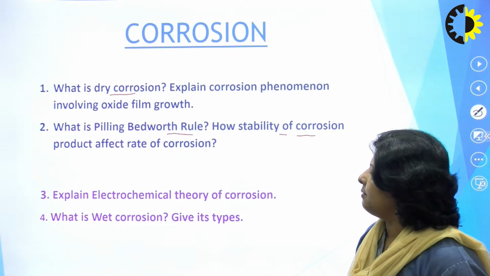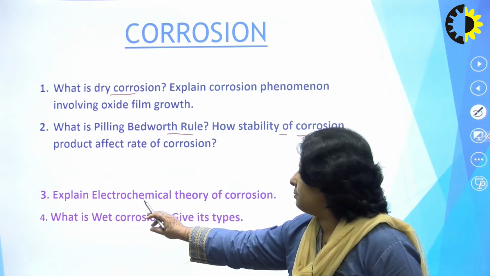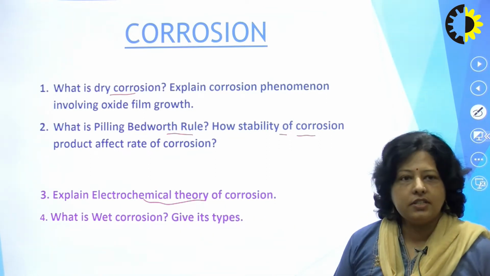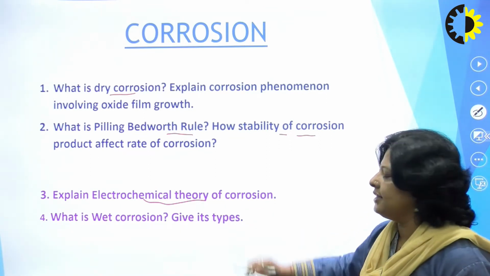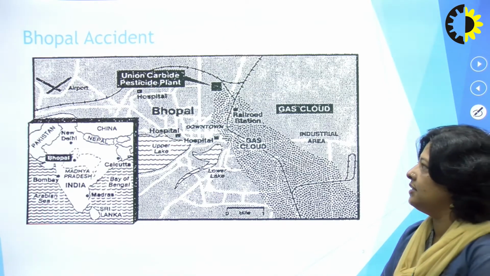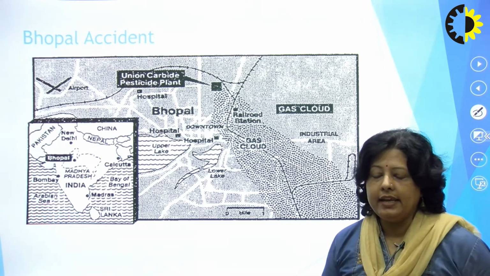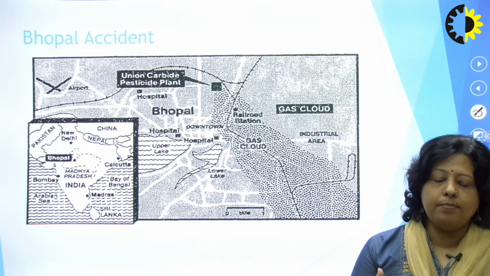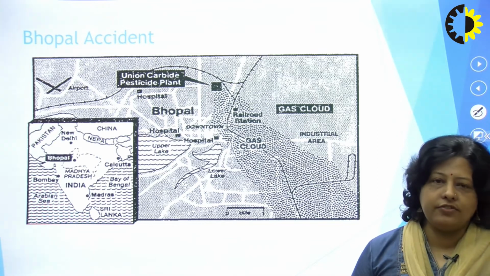And the second part is: explain the electrochemical theory of corrosion, or we can say, what is wet corrosion and its types. So, we will discuss these two parts: what corrosion exactly is, and what the dangerous consequences of this corrosion could be.